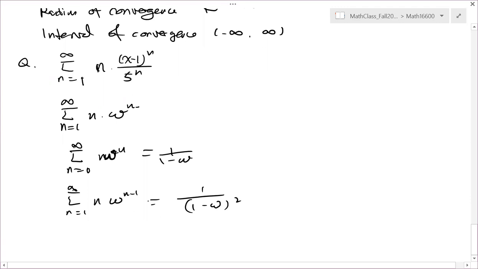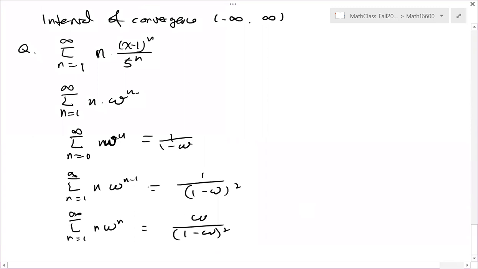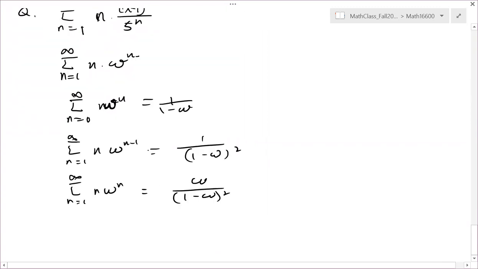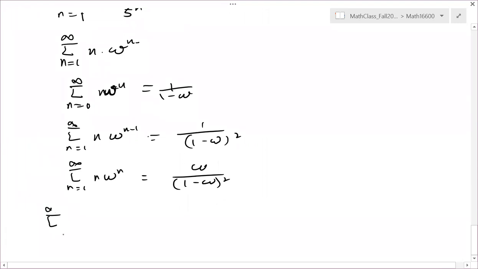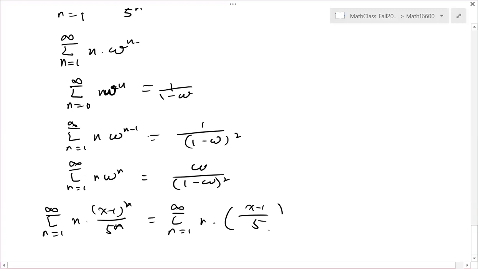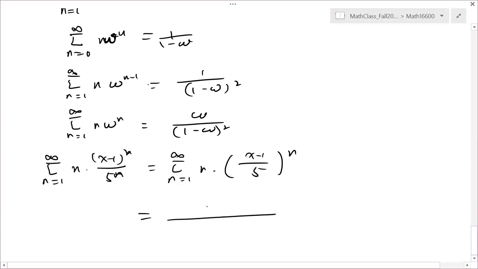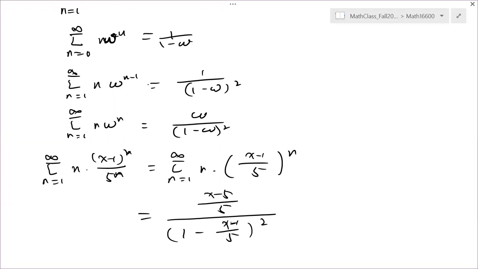Then what you do is you multiply both sides by w, and you get w over 1 minus w squared. Okay, cool. Now you apply this to the above problem, with n equals 1, and (x minus 1) to the n over 5 to the n can be written in the form of n times ((x minus 1) over 5) to the n, and this is w. Then it's going to be (x minus 1) over 5 over 1 minus (x minus 1) over 5. So that function, after simplified, the power series is going to be the one on the left.